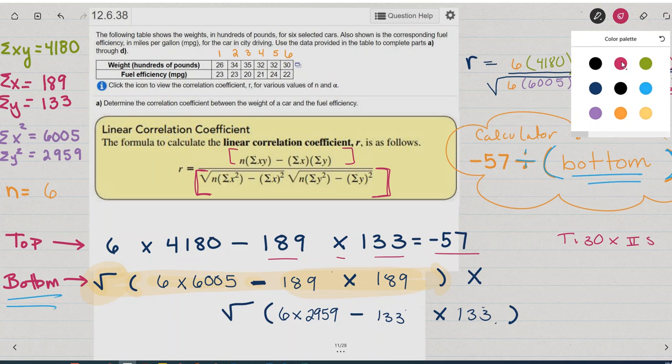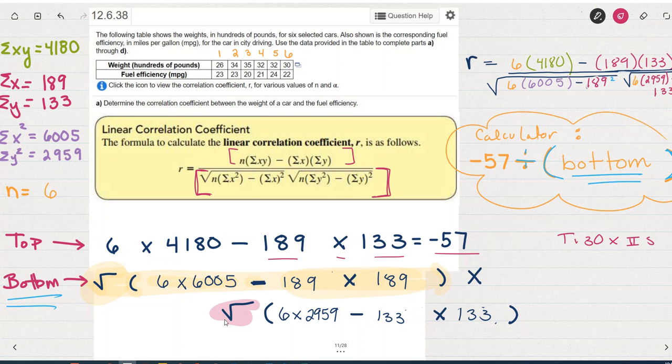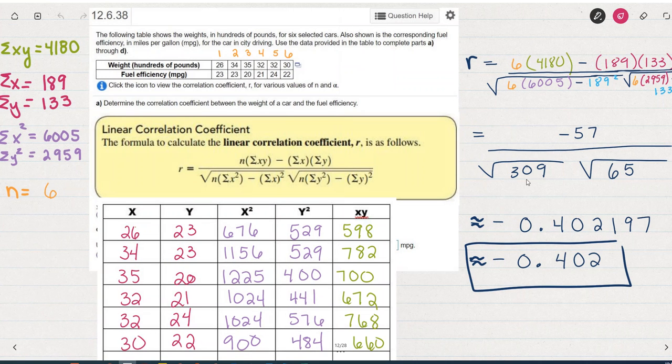Next, I'd hit times, and then I'm going to do my second square root. The parenthesis happens automatically. I would type in 6 times 2,959 minus 133 squared. So that's 133 times 133. Close the parenthesis, equals. And that should give me the end result of negative 0.402197. And it goes on past that. But I'm going to round it to a negative 402 thousandths.